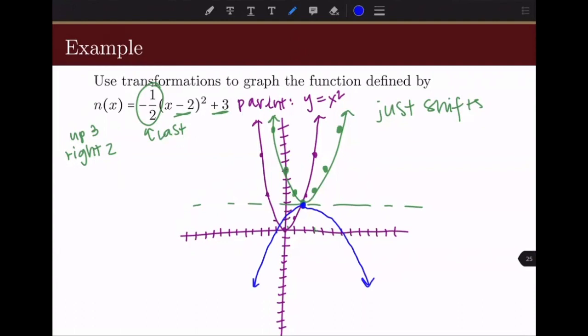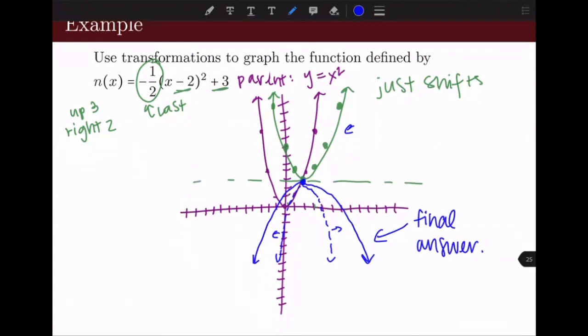Okay, so can y'all see how I kind of stretched it a little bit? If I would have just flipped this green one here, to mirror it, it would have been like here-ish, right? So I just stretched it to make it a little bit flatter. So this blue line here would be your final answer. All right, let's move on.